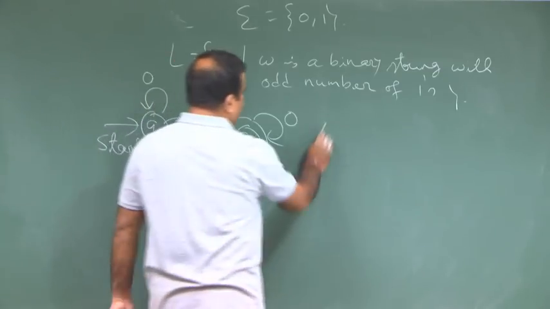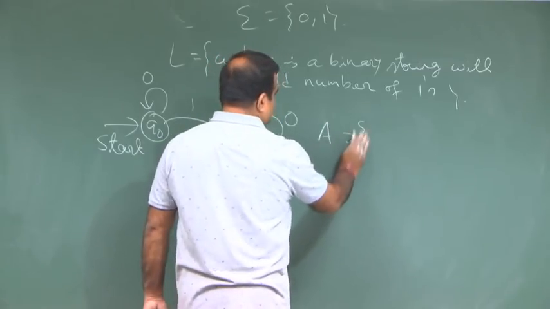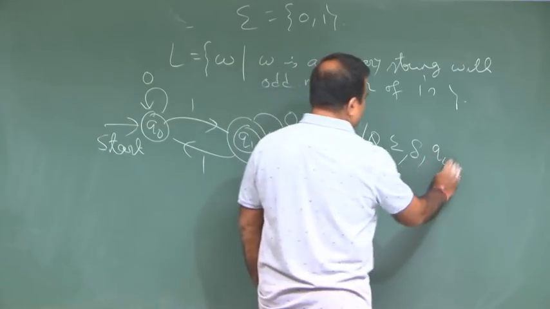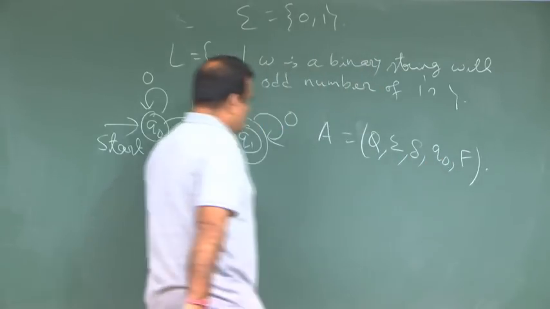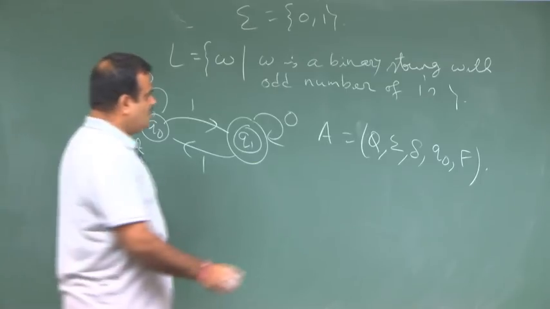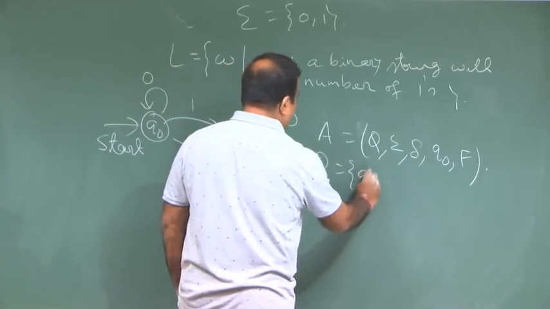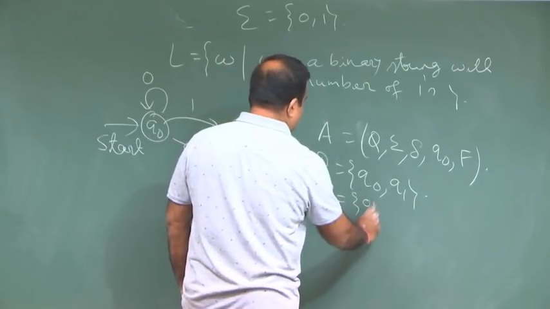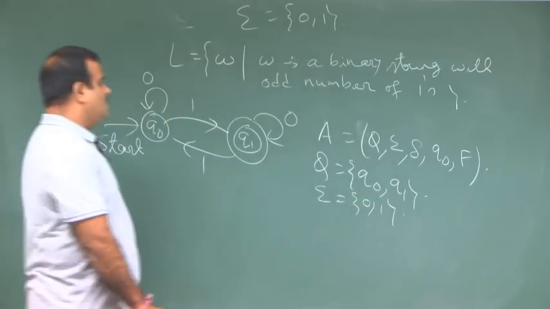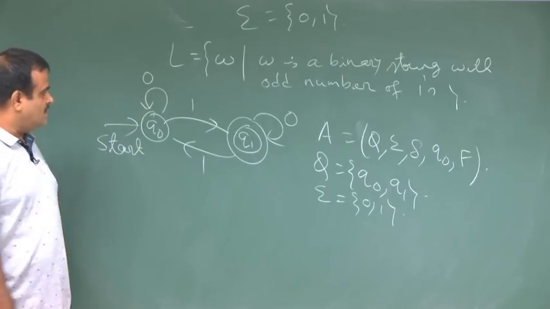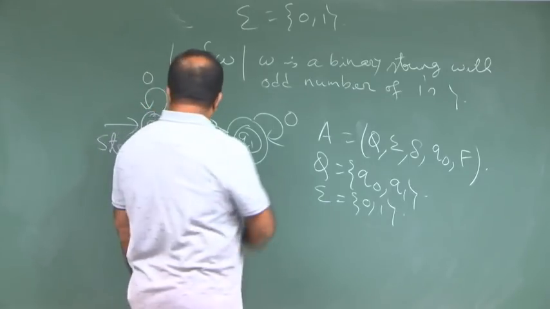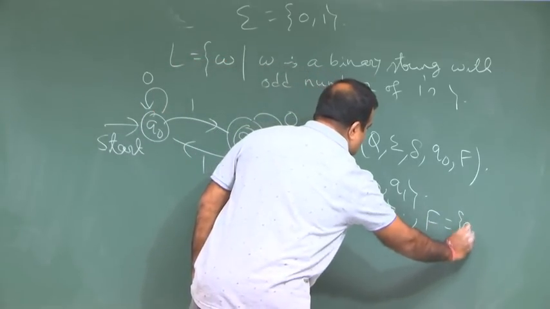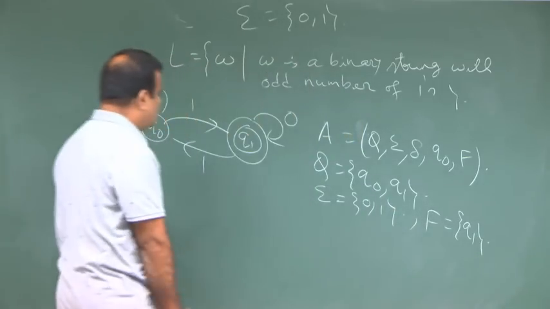So, what is the DFA? This is our DFA A, which consists of a 5-tuple: Q, sigma, delta, q0, F. Q has only 2 states, Q0 and Q1, and sigma is 0 1, the binary input. Q0 is the start state, and F is Q1, the final state. We have only one final state. And delta.